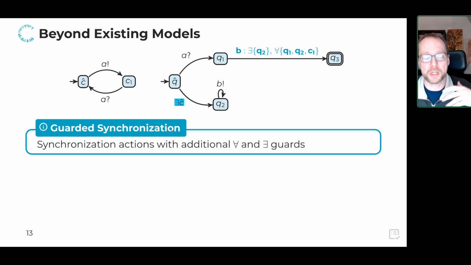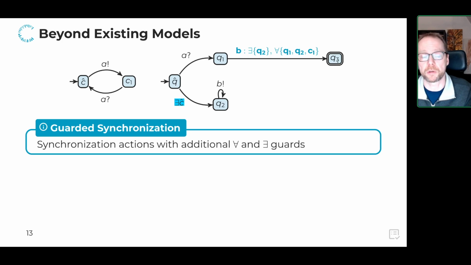So we have these synchronization actions that we had before, but now we can actually guard them both with existential and with universal guards. So the idea of the semantics is this B transition can only be taken if there exists another process in Q2, and if all processes are either in Q1, Q2, or C1. So no process can be in one of the initial states or in Q3.